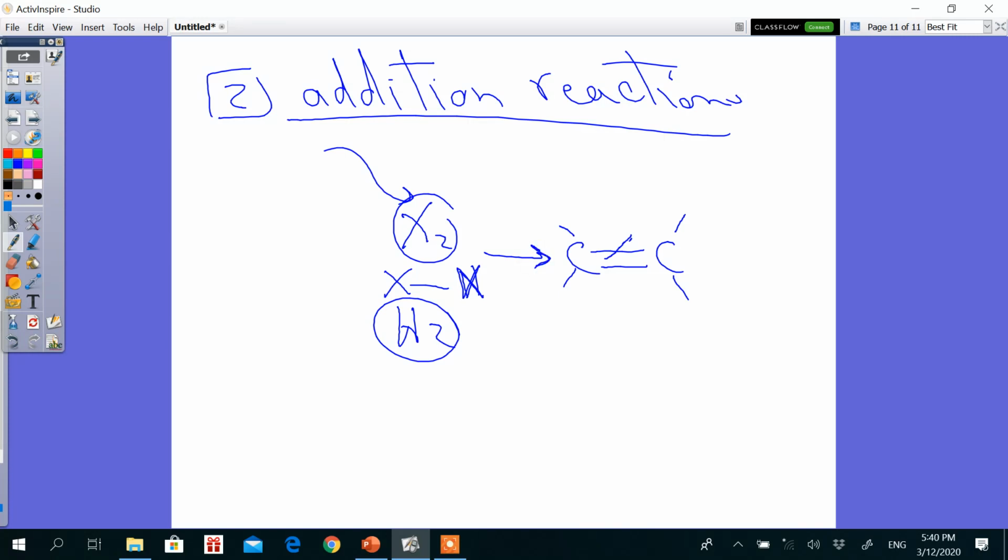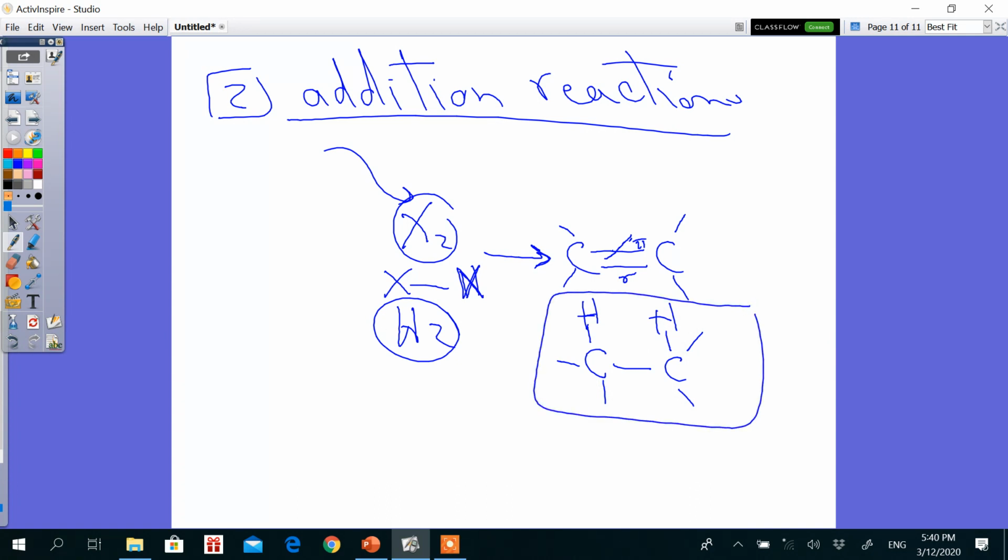to make the addition. If you want to add H2, so it will be H here added, and you break the pi bond, which is weaker than the sigma bond, it will be broken, and it will be like that. So your hydrogen will be added like that, and you break the bonds. So that's your addition reaction. From unsaturated double bond to saturated single bond. That contains a double bond, it's called unsaturated, to saturated single bond.